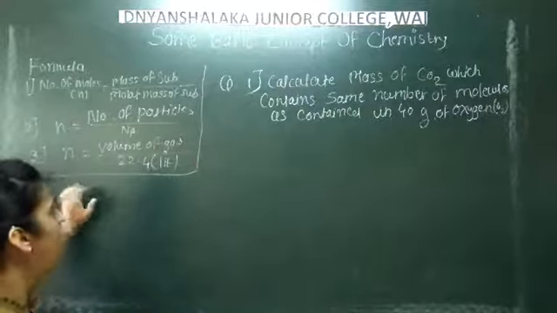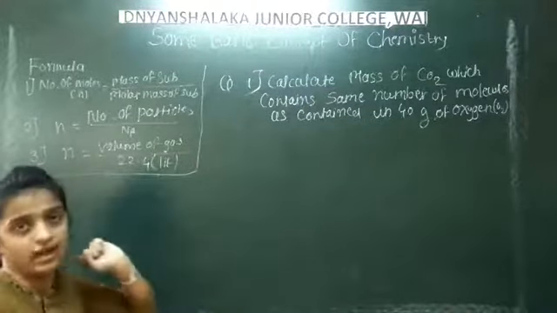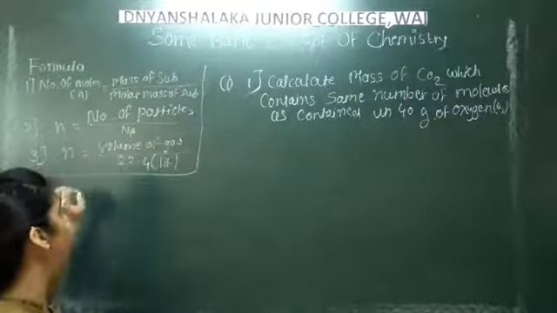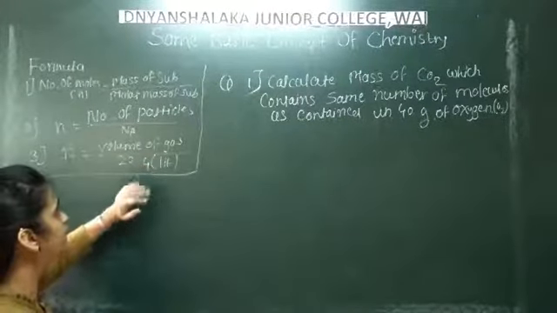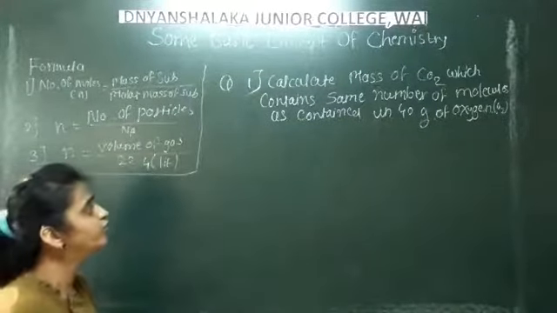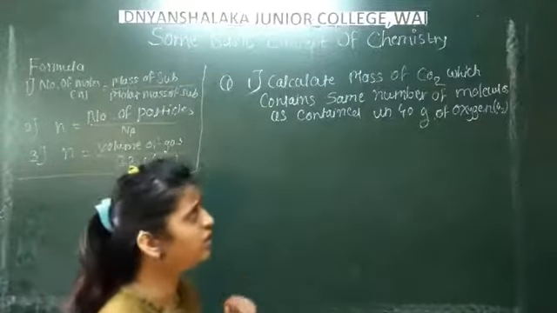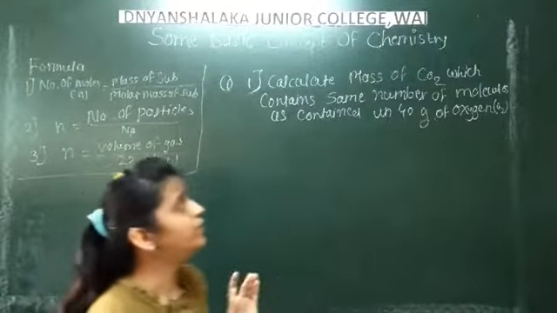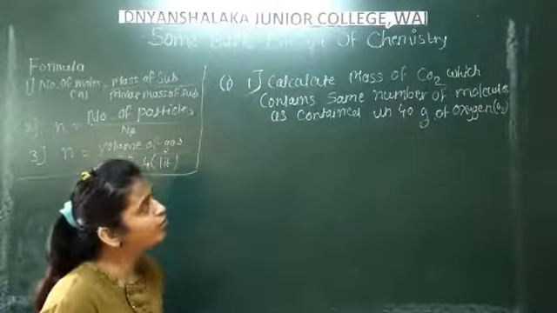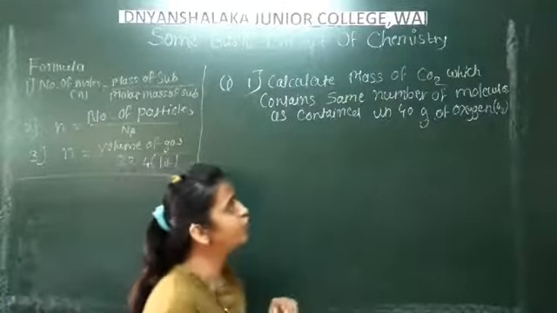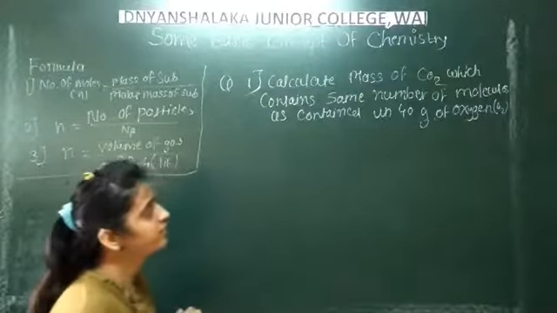And the third formula is used when we are given the volume of gas: number of moles equals volume of gas upon 22.4 liters. So we solve the first example. Calculate the mass of carbon dioxide which contains the same number of molecules as contained in 40 gram of oxygen.